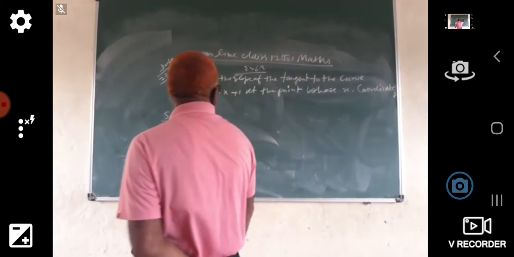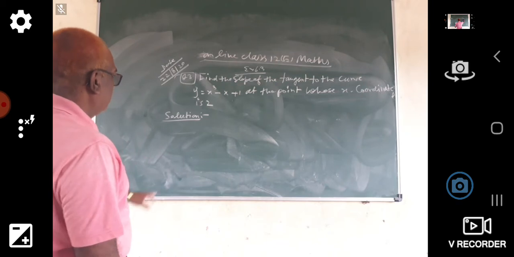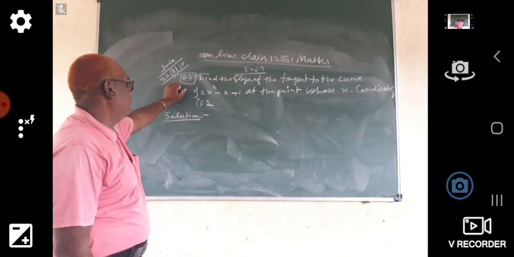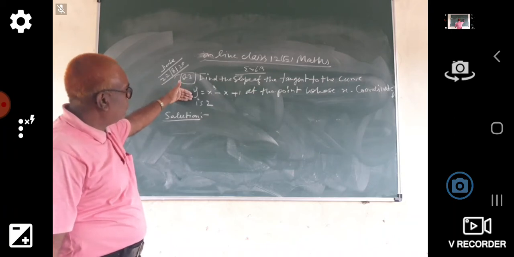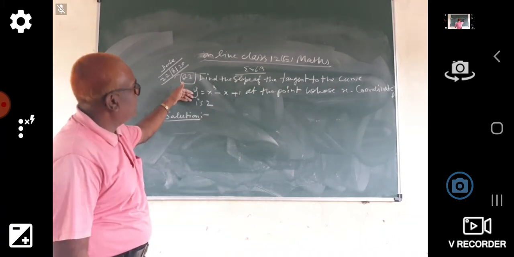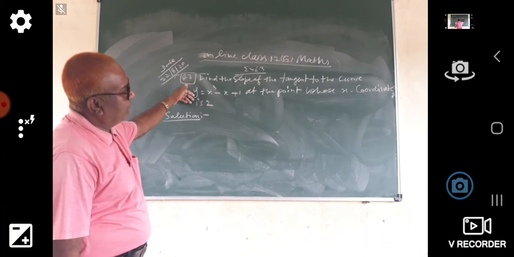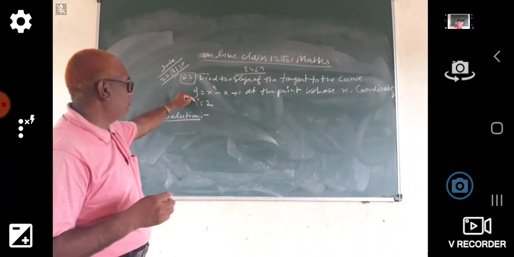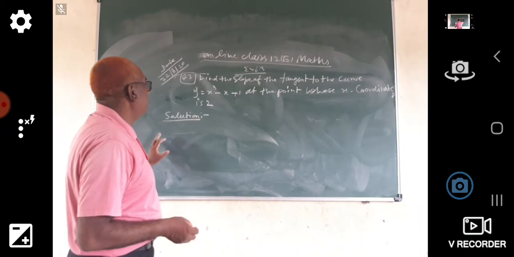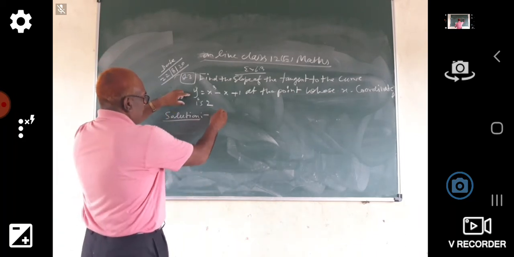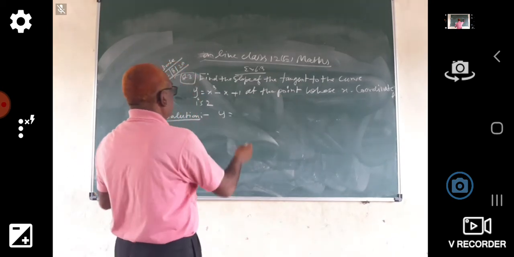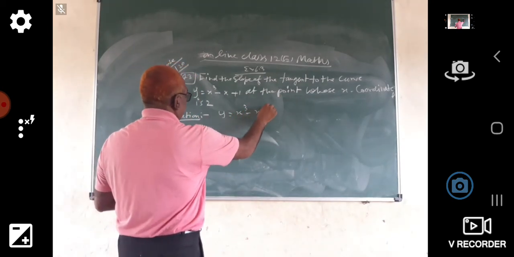Find the slope of the tangent to the curve y equal to x cube minus 1 at the point whose x coordinate is 2. This question is the same as the previous question. There x is equal to 4 was given. Here, whose x coordinate is 2 means you have to find the slope at the point x is equal to 2. So y equal to x cube minus 1.